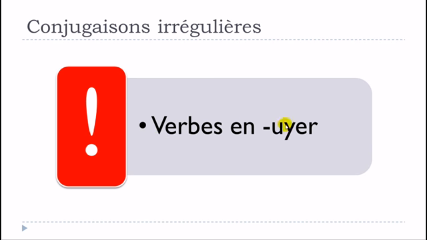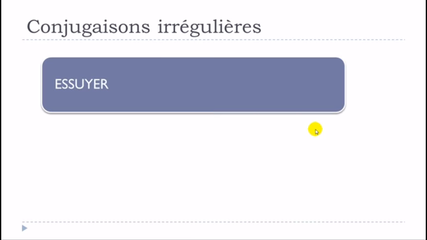And in this lesson, we'll see together les conjugaisons irrégulières, and we'll especially work on les verbes that will end with UYER. Les verbes en UYER. And I wanted to take a simple verb. The verb is essuyer, so it means to wipe.